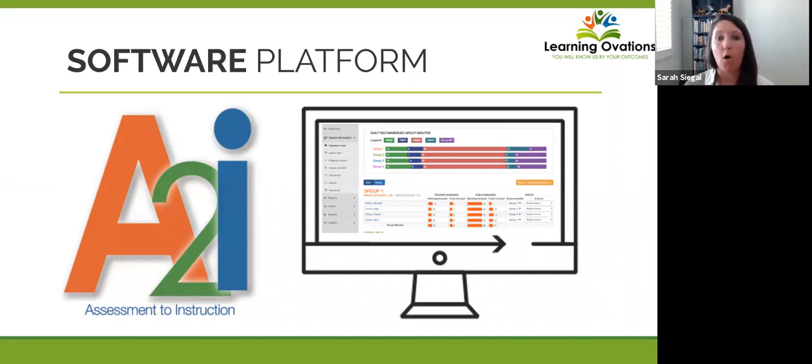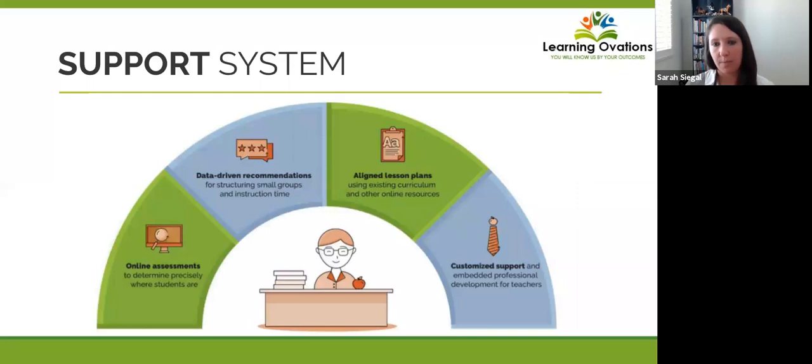But again, all of this has to operate within this aligned system. And so that's where the full support system comes into play. And so we found that we need to identify where students are at through assessments, provide those instructional recommendations and align to materials and practices teachers are already using to meet those student needs. But finally, there is this additional need for customized support that helps teachers directly translate the information they're getting into practice in the classroom. And so we have embedded professional development and support that allows that true systems alignment to be put into play in every single classroom.